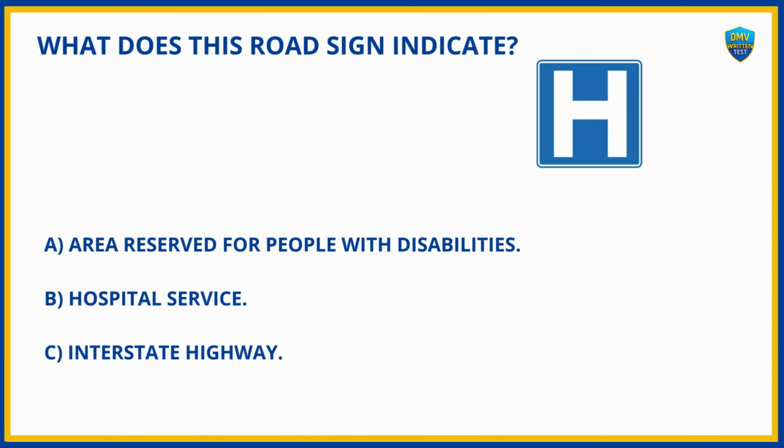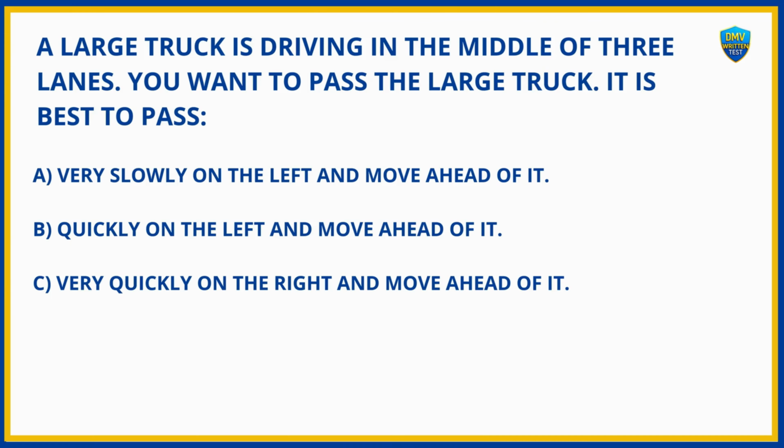What does this road sign indicate? A. Area reserved for people with disabilities. B. Hospital service. C. Interstate highway. And the answer is B. Hospital service. A large truck is driving in the middle of 3 lanes.